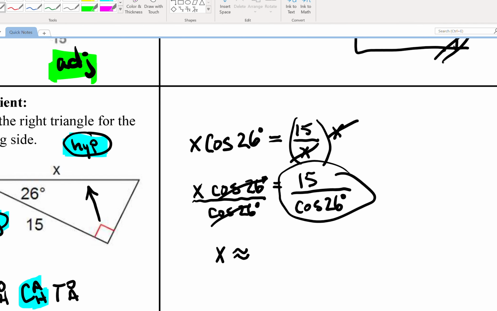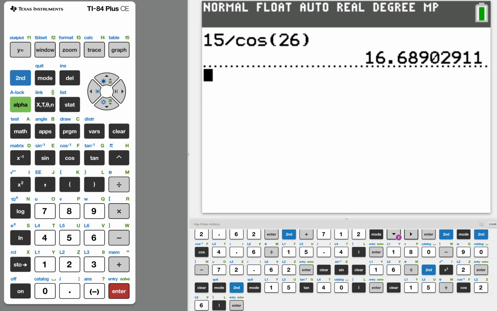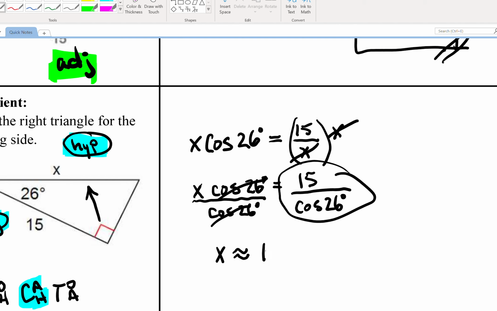Just double check to make sure. Yes, that is what I was looking for. So 15 divided by the cosine of 26 gives me 16.68, but the 9 right next to it means the 8 is closer to 9 than it is to 8. So that's 16.69. Once again, if this had units, like inches, then you would put inches. Since it's not, we would just leave that. This is 16.69, and that is the value.